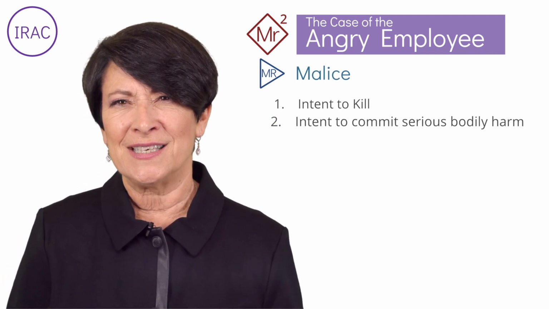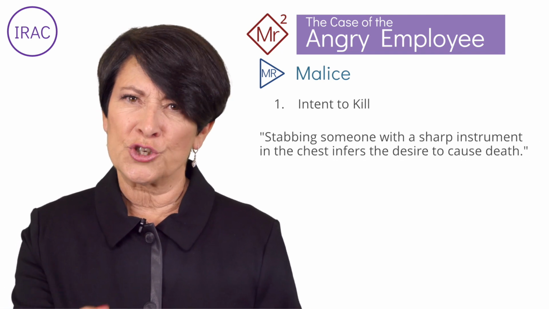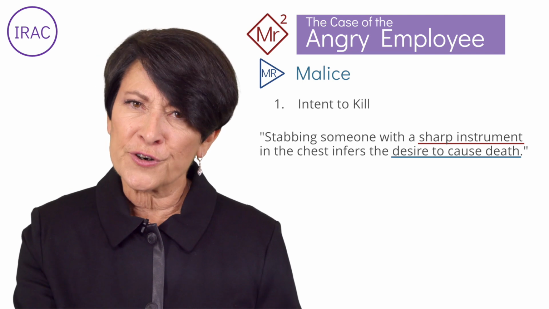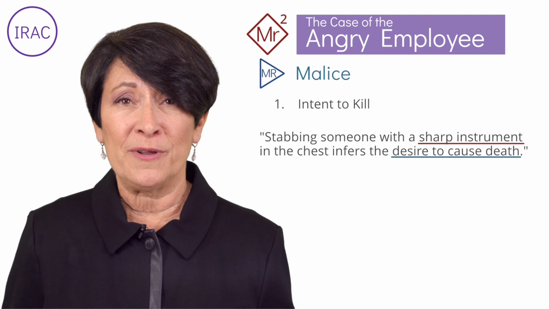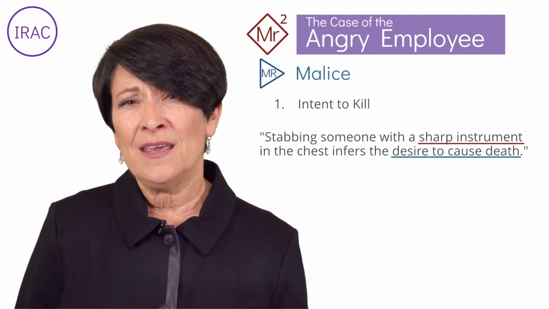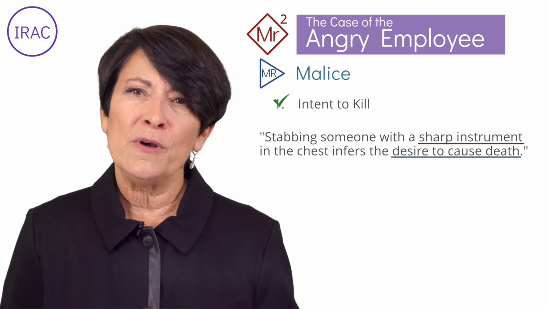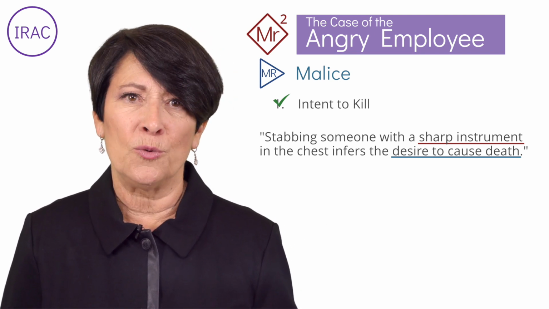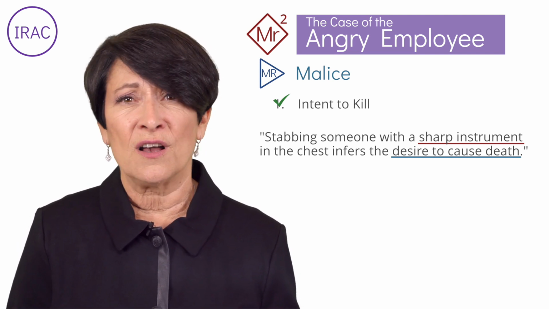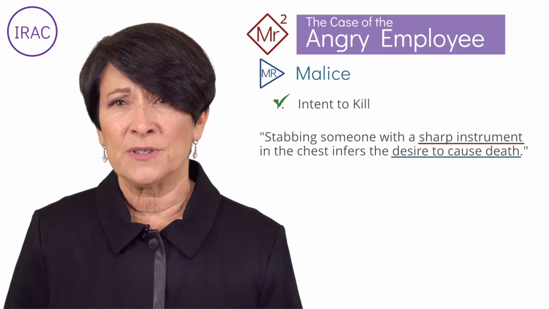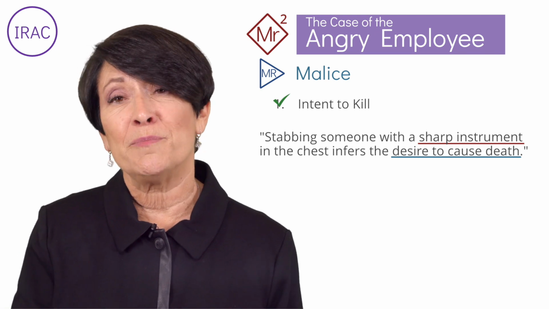So how do we show this intent to kill? I think the analysis is going to look like this. Stabbing someone with a sharp instrument in the chest infers the desire to cause death. Could one argue that the letter opener is a deadly weapon for the deadly weapon doctrine to apply? Yeah, I think so. A deadly weapon is often thought of as a gun or a knife, that's true, but there are other items that could be considered deadly weapons in the way they're handled. Indeed, we know that inmates fashion shanks from all sorts of materials, including soap. A pen to the neck hitting the jugular could end up being a deadly weapon.